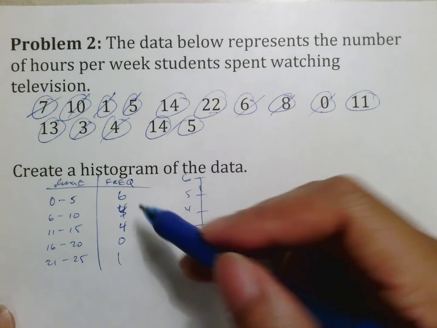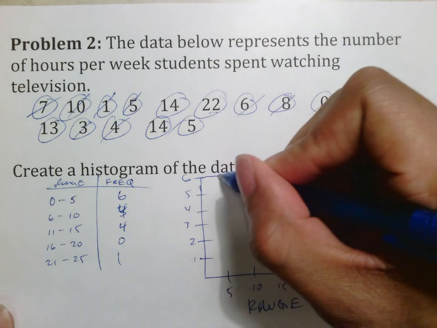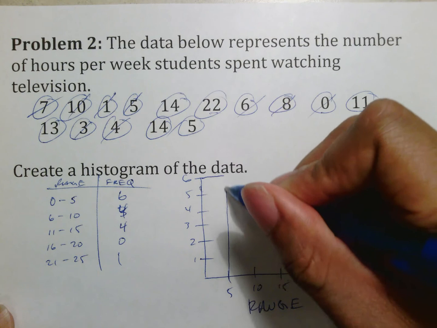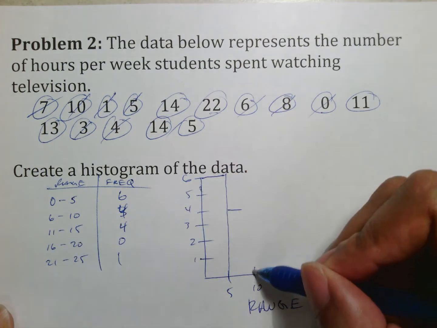And from there you simply just translate this over. So 0 to 5 goes up to 6. So that's this first range here. And we make sure that goes up to 6. 6 to 10 goes to 4. So we meet this at 4.